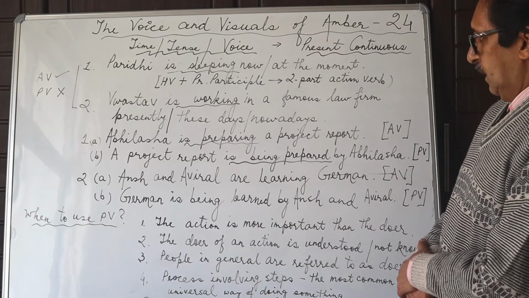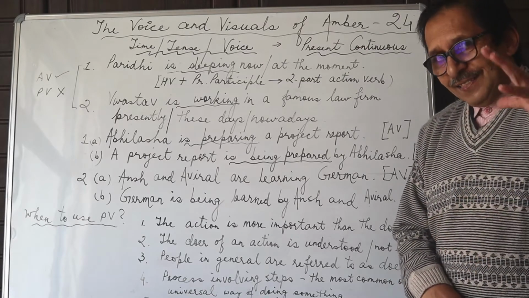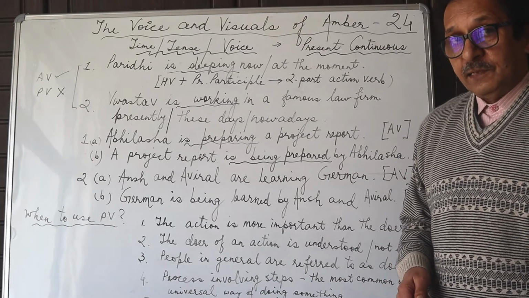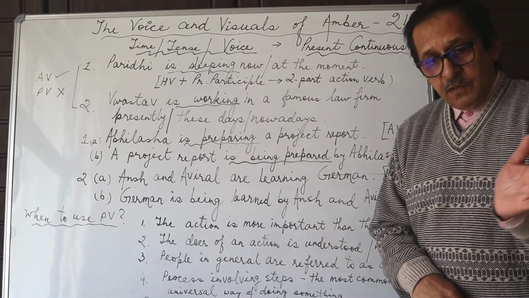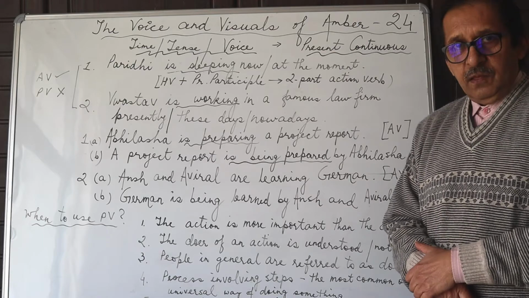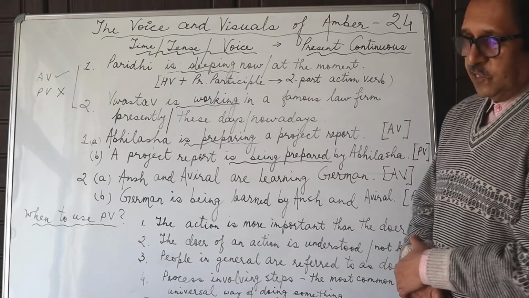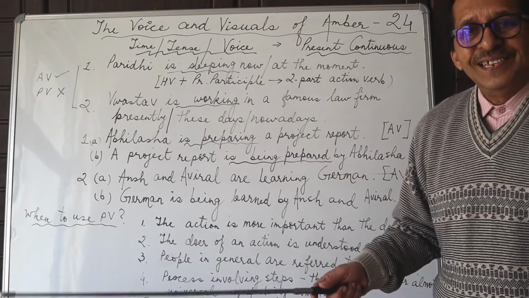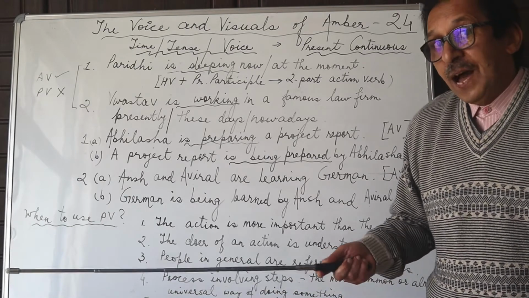Vastav is working in a famous law firm. Now that does not mean that the action is going on at the moment or while the communication is going on. Vastav's working in a famous law firm is also going on. No. So the second situation, the very common second situation where we use the present continuous tense is to talk about an action which is going on these days, which is going on presently these days, nowadays.